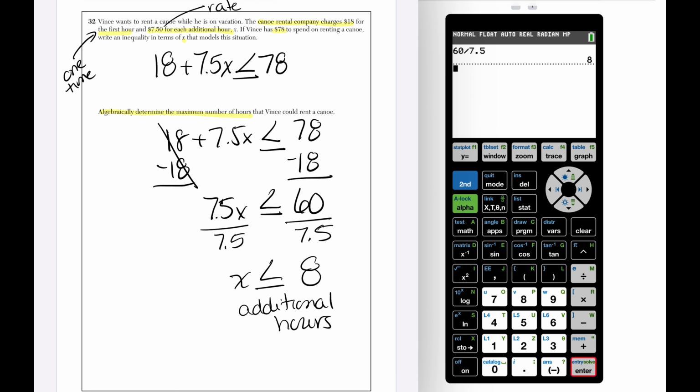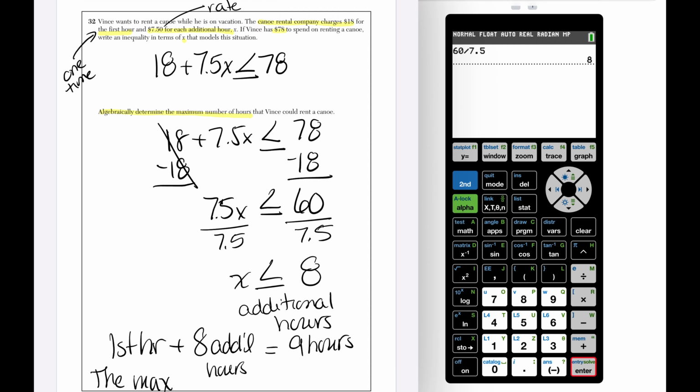And this is where they kind of got a little tricky, right? Because we had to figure out what's the maximum number of hours. So he did the first hour, plus he got 8 additional hours. So altogether, he can go for 9 hours. The maximum number of hours is 9. Done.